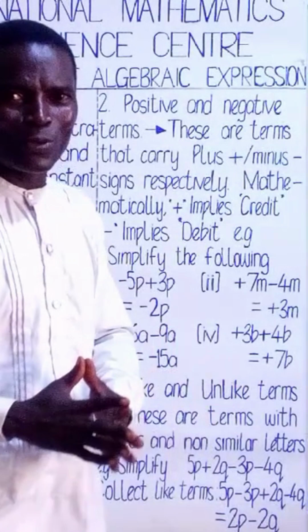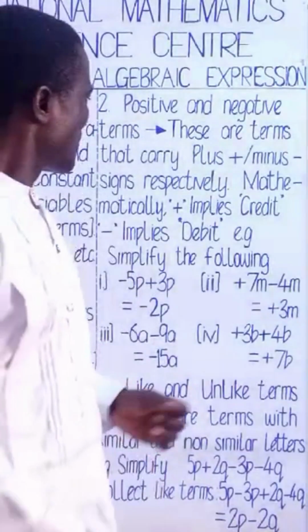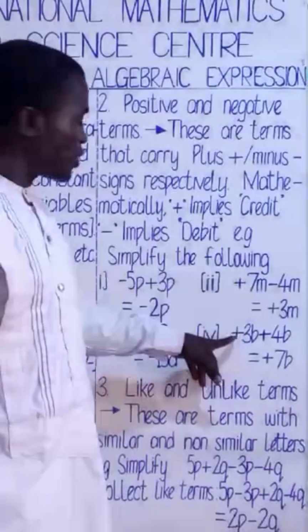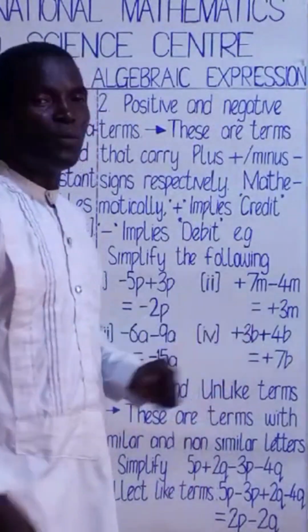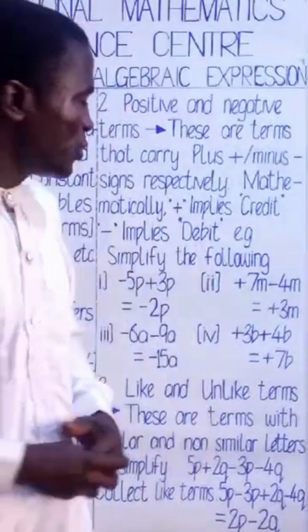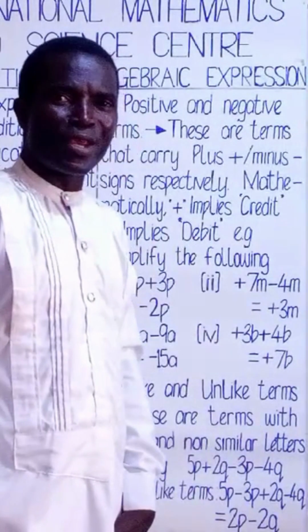I'm sure it's clear to you. That is very good. Can we proceed now? Oh yes. Now the next question here is, simplify plus 3b plus 4b. Plus 3b plus 4b. This one is very good. Left hand side of your pocket you are having plus 3b.